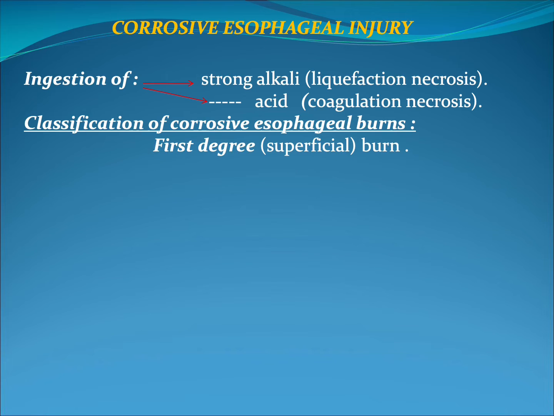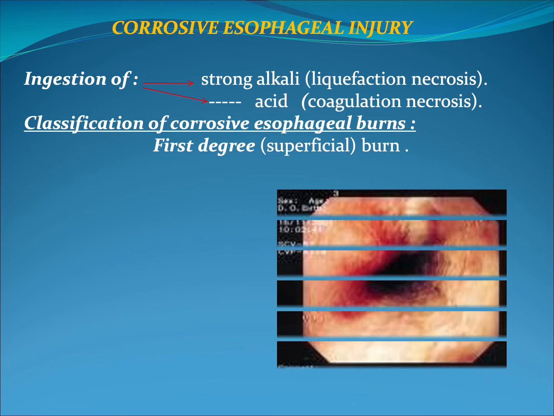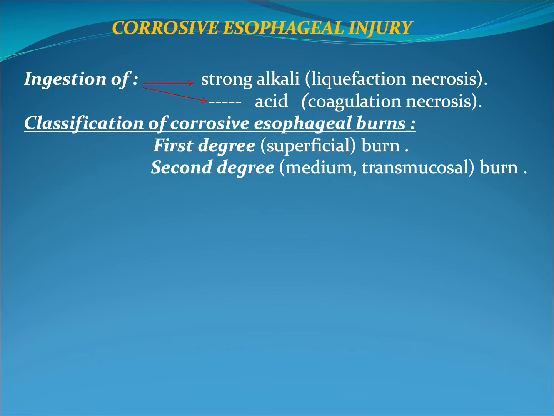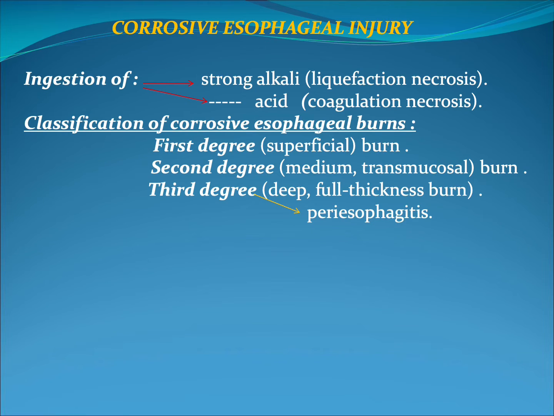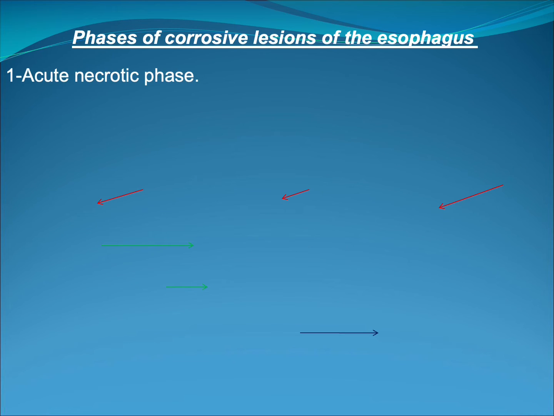So what is the classification? First, it will cause superficial burns, similar to skin burns. So that will be superficial injury, usually resolved with no long-term sequelae. And then second degree is a medium or transmucosal burn. And then we have the full thickness burn, which is the most severe type, and usually it ends up with cicatrization and inflammation, causing also periesophagitis, and also might lead to perforation, which is more serious. And perforation will result in extension of the inflammation to the mediastinum and the pericardium, and might also cause bronchoesophageal fistula.